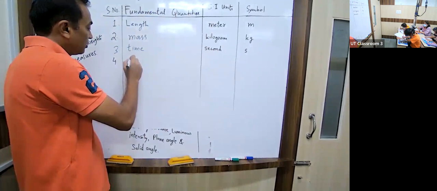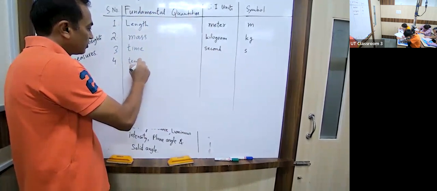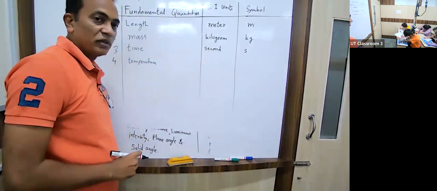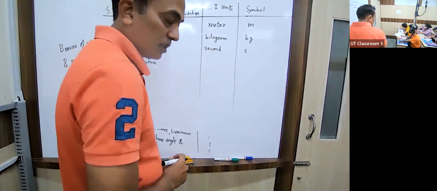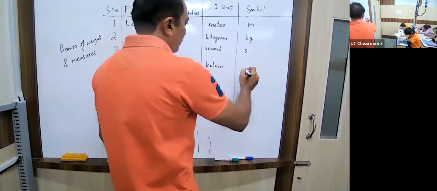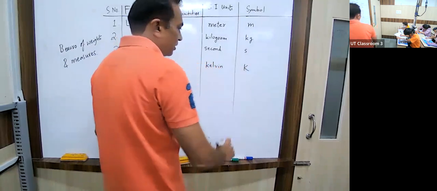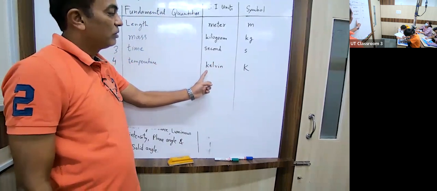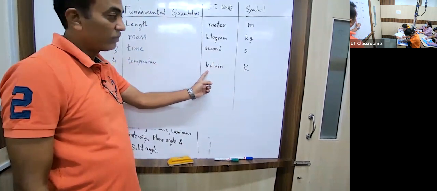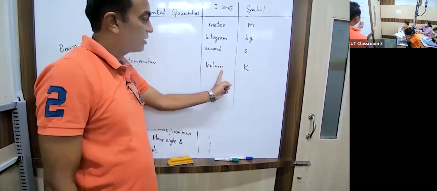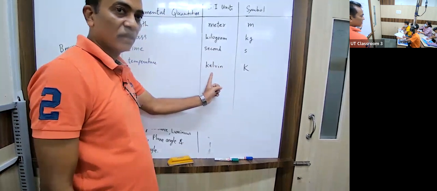Fourth, temperature. Any idea what the unit of temperature is? Kelvin. The SI unit is kelvin, and the symbol is capital K. So what is the rule here? Whenever the unit is named after a scientist, the symbol has a capital letter, but the full name has all lowercase letters. That's the rule.